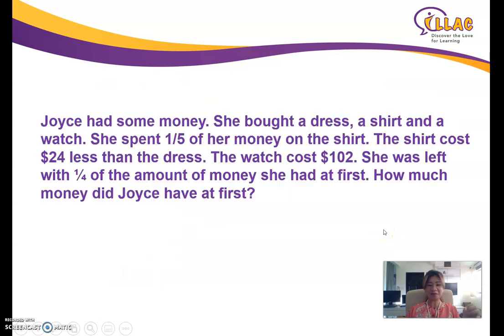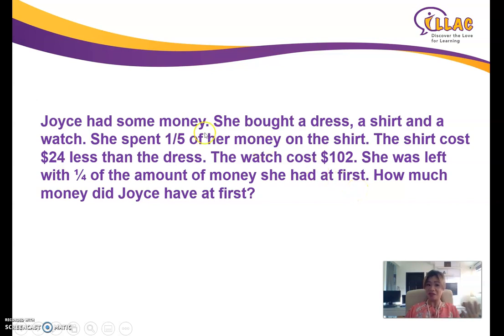All right, let's try another question here. Joyce had some money. She bought a dress, a shirt, and a watch. She spent 1/5 of her money on the shirt. The shirt cost $24 less than the dress. Okay, so the watch cost $102. That's simple, they gave you the whole value. So she was left with 1/4 of the amount of money she had at first.